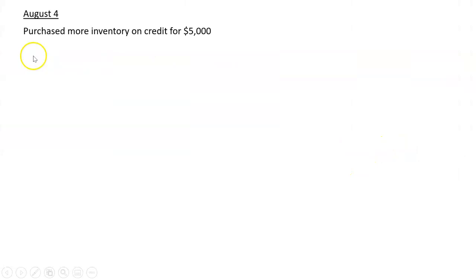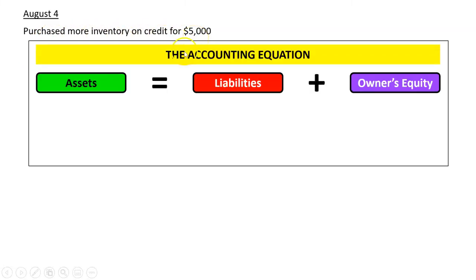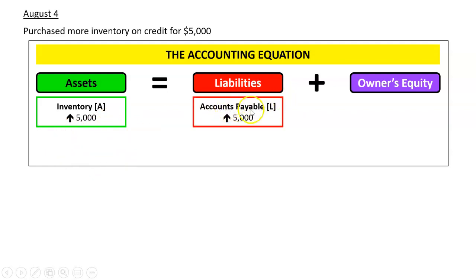Let's go to the 4th. Purchase more inventory, but this time it's on credit for $5,000. Let's look at our accounting equation. What's happened here? Well, we've got an asset called inventory. It's gone up 5,000, but we haven't paid money, so cash isn't going to be affected at all. What is going to happen is we're going to have a liability called accounts payable go up by 5,000. And now we can balance this out.